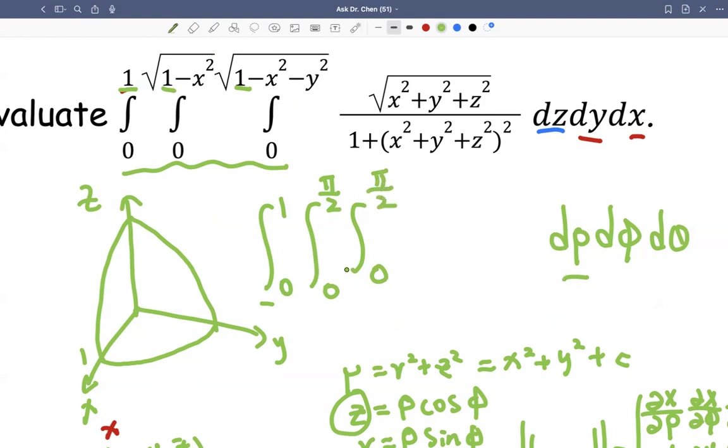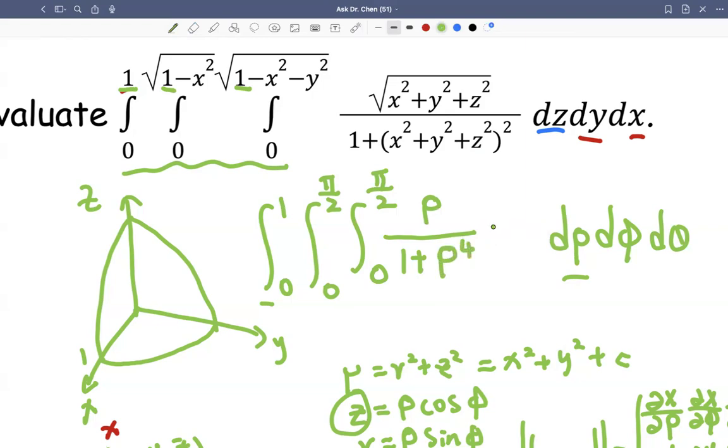So the beauty is this: when we change the coordinates, the lower limit and upper limit all become constant, right? Now the function, square root of x squared plus y squared plus z squared, is just square root of rho squared, which is rho. Then the denominator is 1 plus x squared plus y squared plus z squared, which is rho squared. Then rho squared becomes rho to the fourth power, so plus rho to the fourth power.